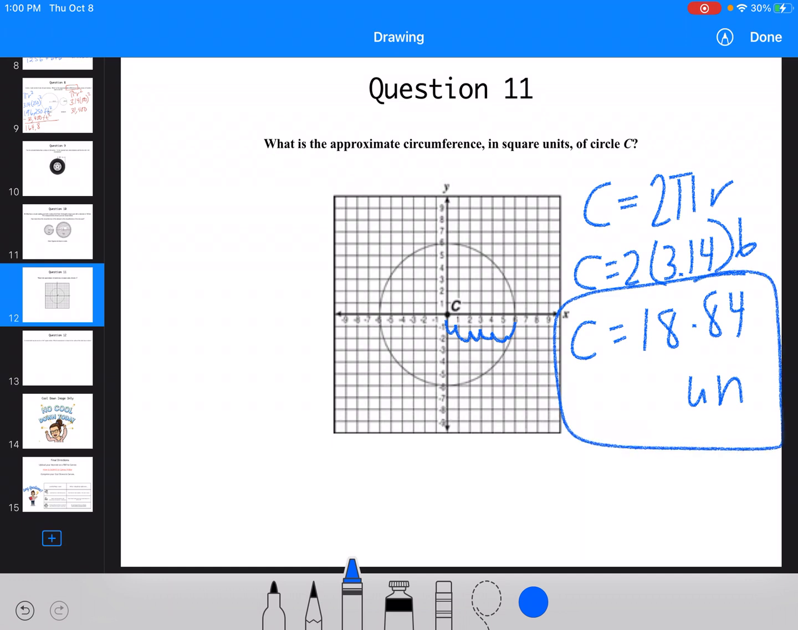That's not right. 3.14 times, there we go, I forgot to multiply by 2. So I get 37.68.